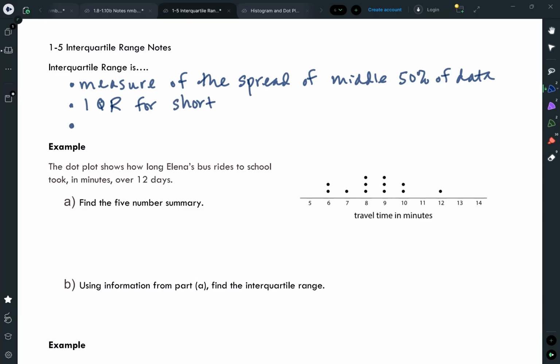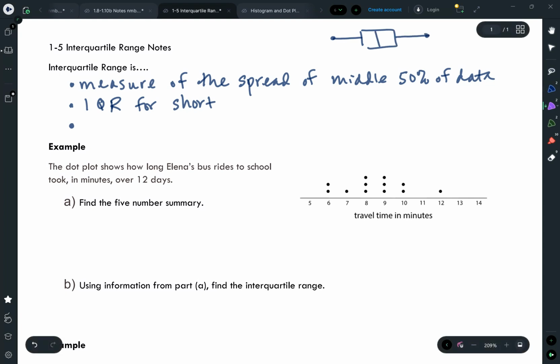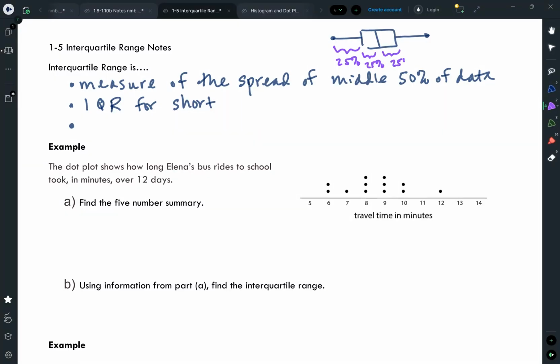And the way we find it, if we think about the middle 50% of the data, so I'm going to look at a box plot really quick. So we know a box plot looks something like this. So on a box plot, our median divides it in half, and then the quartiles divide it in half again. So on a box plot, this is 25% of my data, this is 25%, this is 25%, and this is my last 25%. So if I want the middle 50%, I want this part right here in the box.